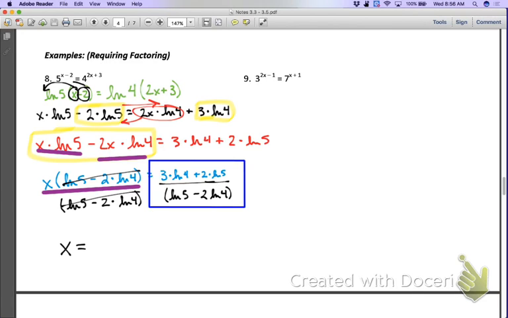Now, those are all numbers, right? They don't look like it right now because I have the natural log of 4 and the natural log of 5 and all this and that. But I got x by itself, which is what I want. So I have 3 natural log of 4 plus 2 natural log of 5, and then it's all divided by the natural log of 5 minus 2 natural log of 4.